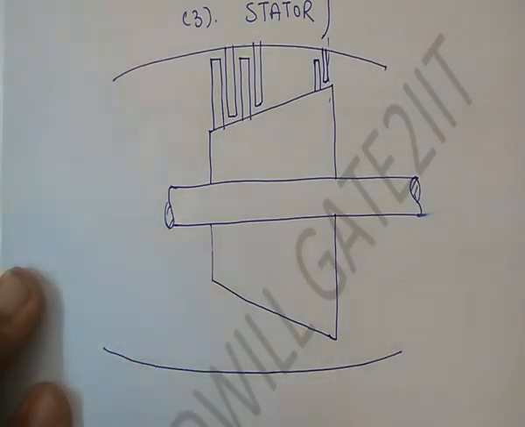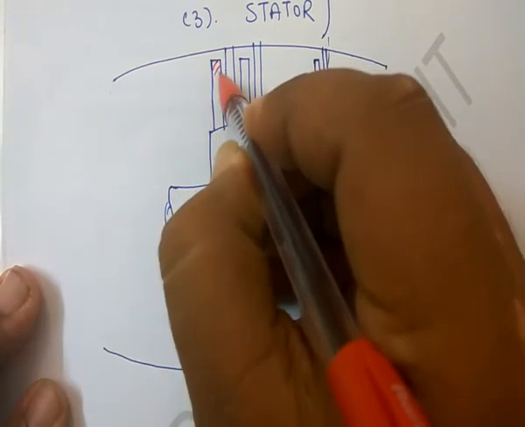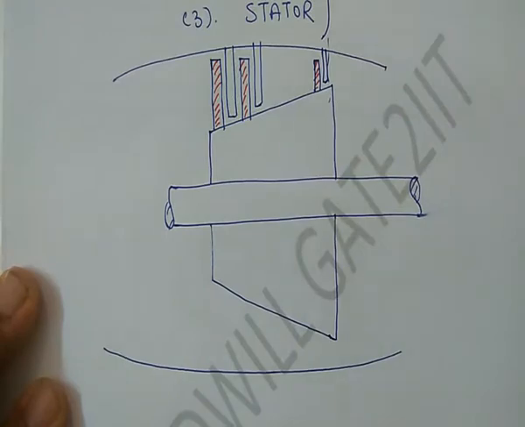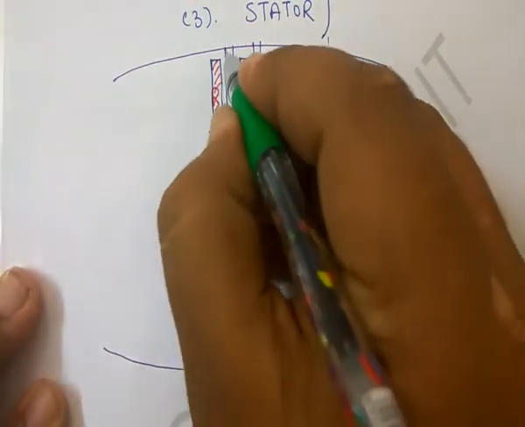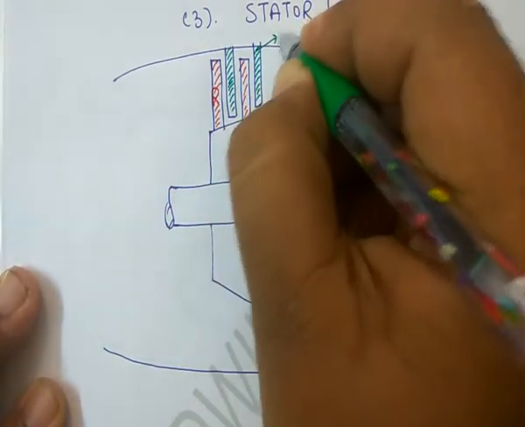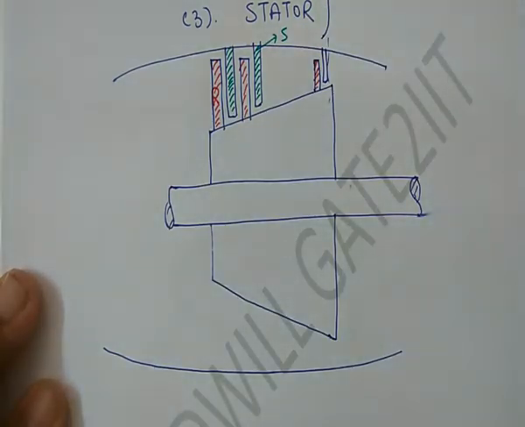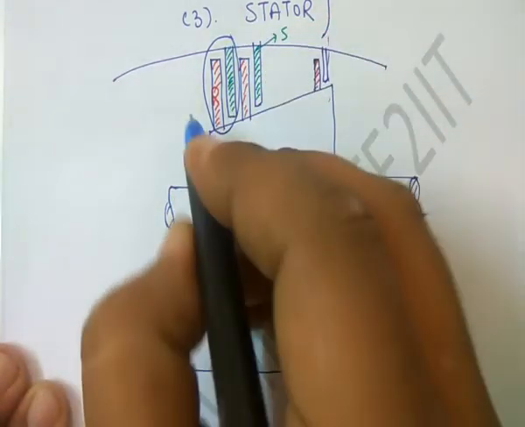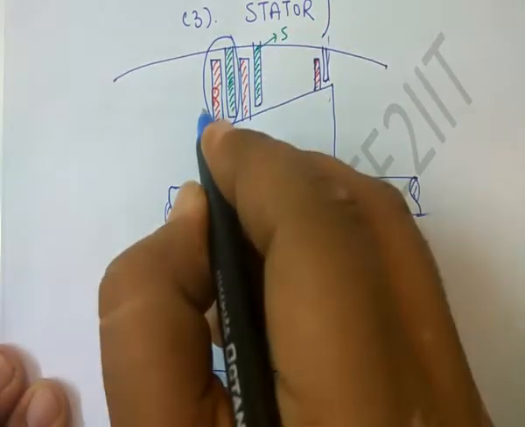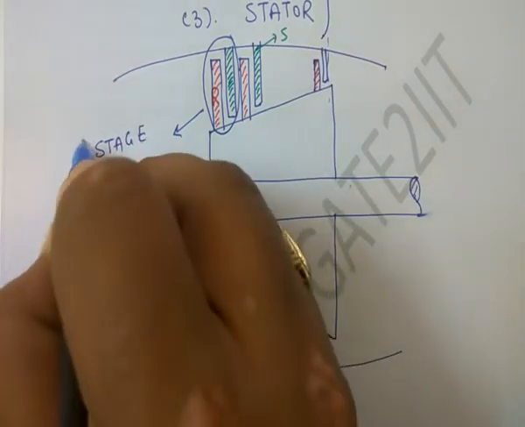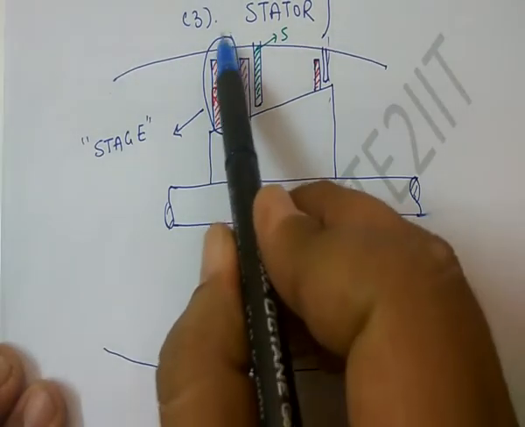Alright, so the blades which are mounted on this section, all these blades are rotating. So these are known as rotor blades. And the blades which are mounted on the outside casing, they are stationary, right? So this set of blades are known as stator blades. If you combine one set of rotor blade and stator blade, they together constitute a stage. Alright, so this is one stage.